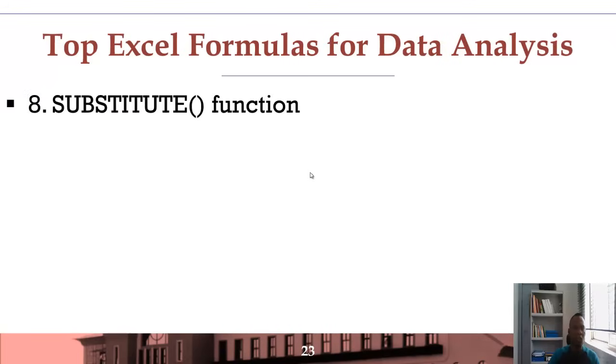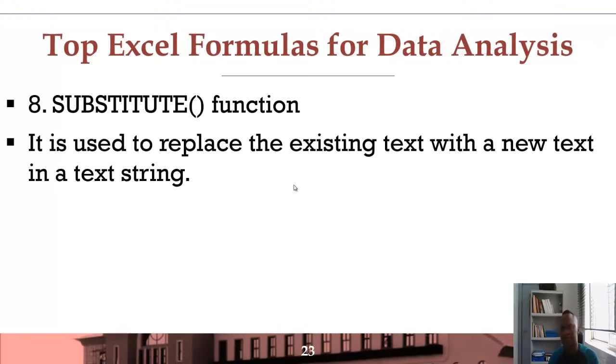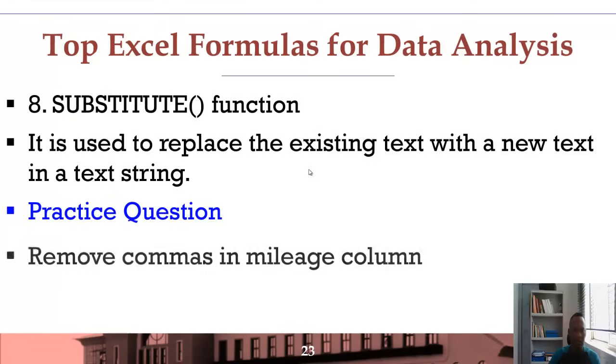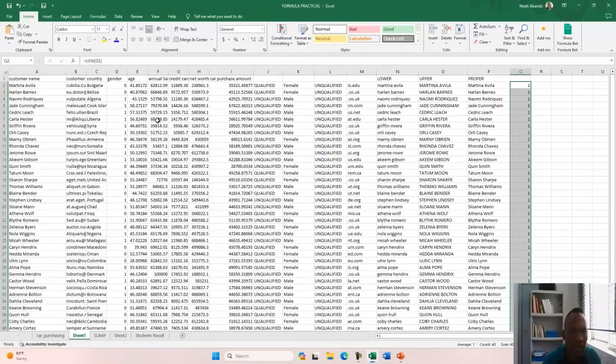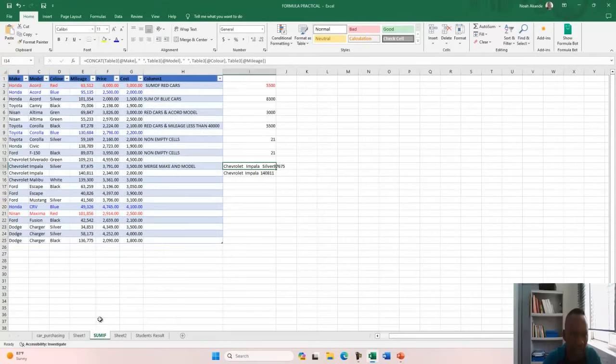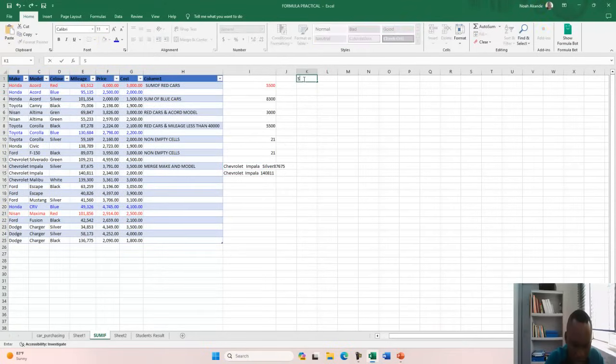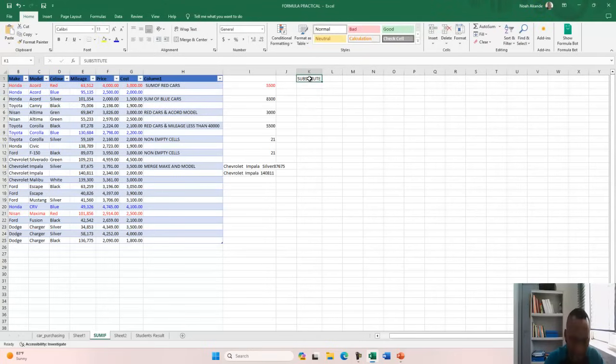Now, the next is what? Substitute function. It is used to replace the existing string with a new text in a text string. Now, practice question: remove commas in the mileage column. Now, let's see, where is the mileage column? Okay, not the other data set, this data set. We want to remove commas. We want to test substitute.